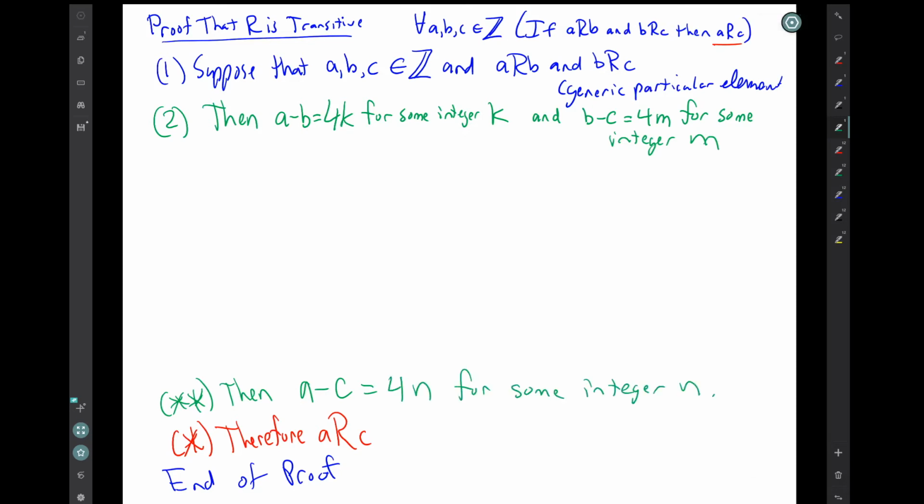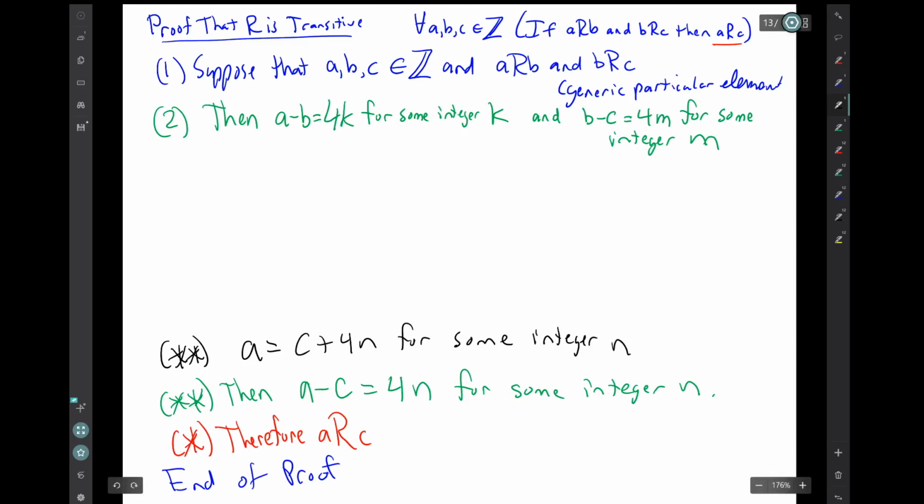So we need to get to this. A minus C is 4 times some integer n. Up here I had made a mistake. B minus C is 4m. I need to make sure that I keep that m as an m. Now how do we bridge this gap? Let's work backwards from this green statement. So we need to get to that black statement.